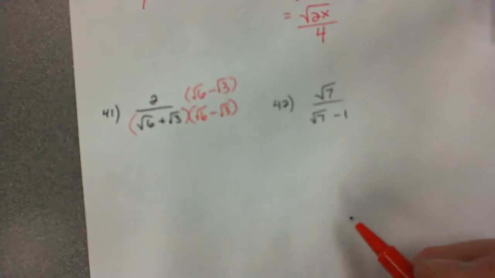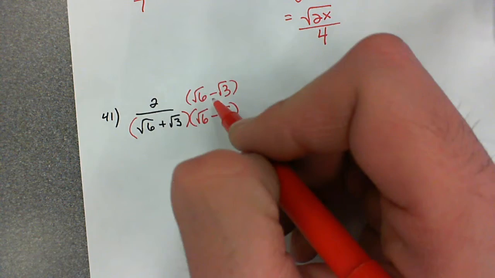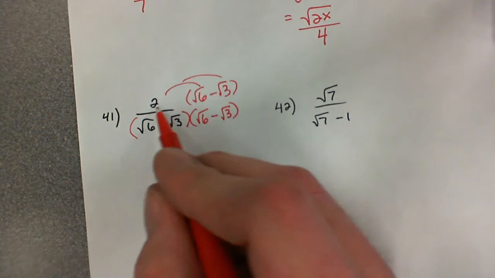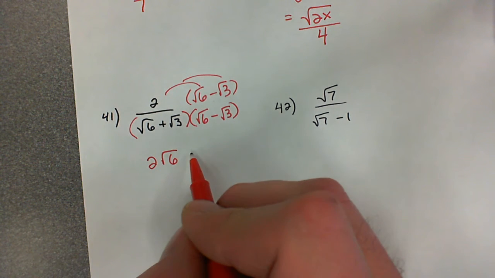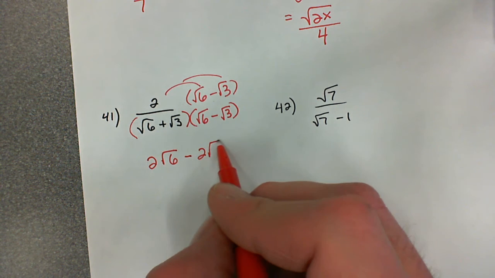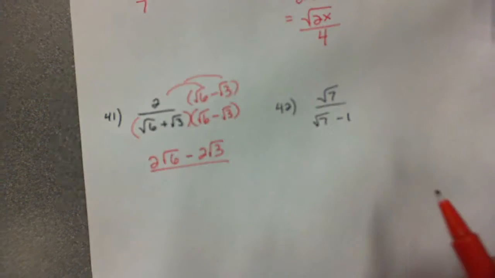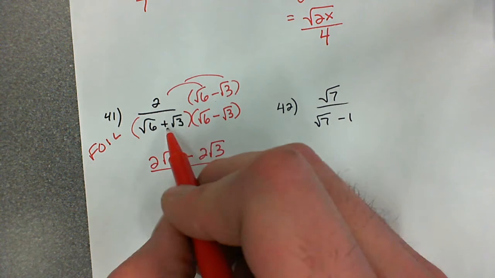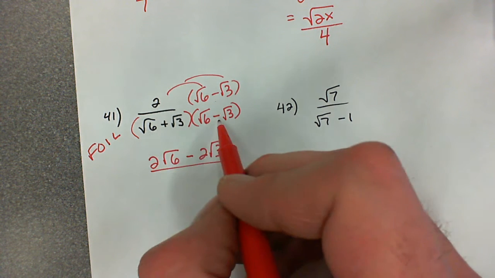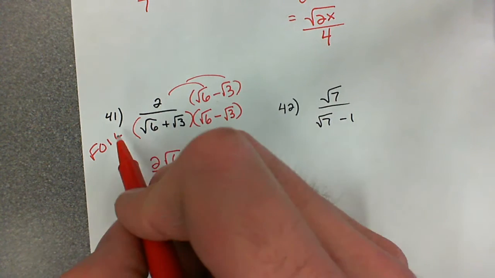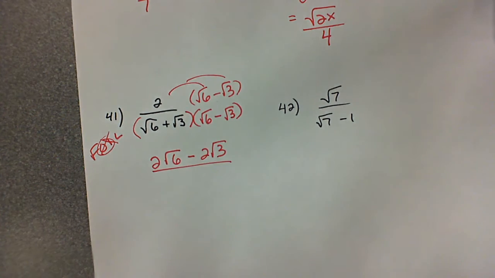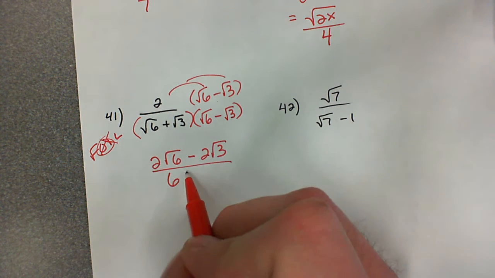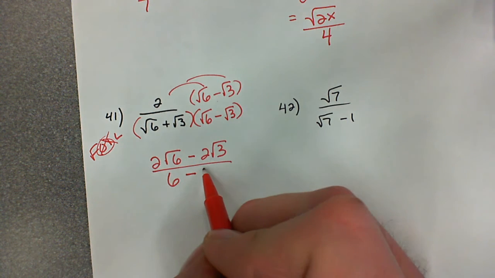Okay? So here, what we're going to do is on the top, we have 2 times this, so we have to distribute. So 2 times square root of 6 is just 2 square root of 6 minus 2 times square root of 3. Over, in the denominator, you would normally need to do FOIL, but because these are conjugates, because these are identical, just one's adding, one's subtracting, you do not need to do the outers and inners. They're going to cancel. So square root of 6 times square root of 6 is going to get you 6. Positive and negative is a negative. Square root of 3 times square root of 3 gets you 3.